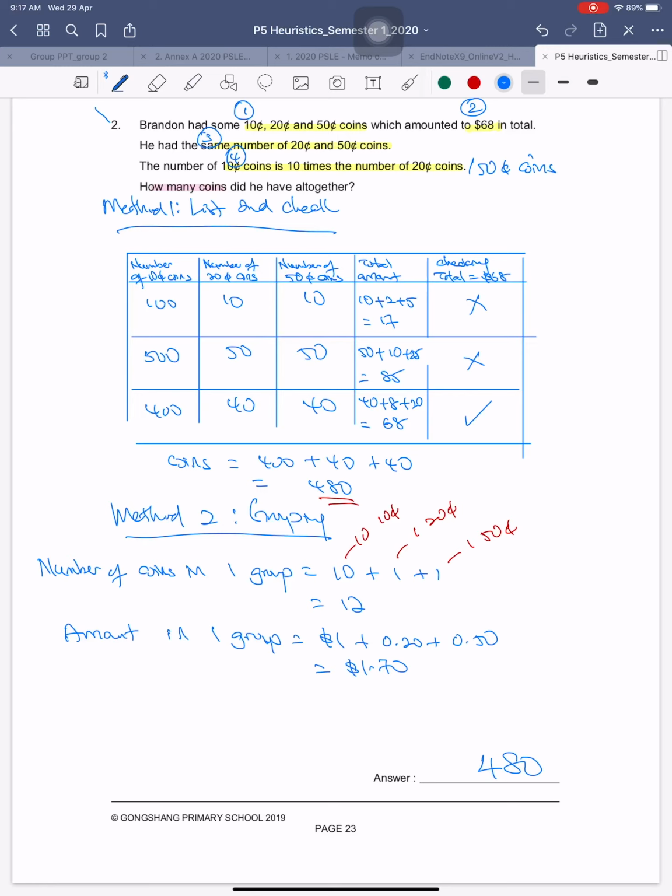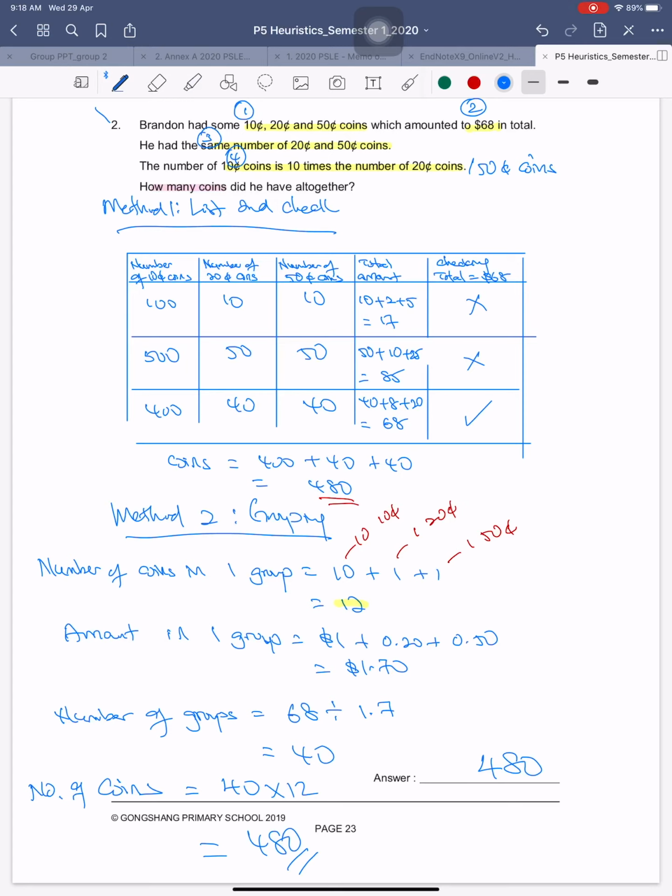And I know my total is, condition number 2, $68. So if the total is $68, then I will know my total number of groups by simply getting 68 divided by one group, which is $1.70. Okay, use your calculator, you will find that yes, I actually have 40 of such groups. And one group, if you remember just now, is 12 coins, and therefore my total number of coins is 40 groups. Each group there are 12, so 40 times 12, which is 480.